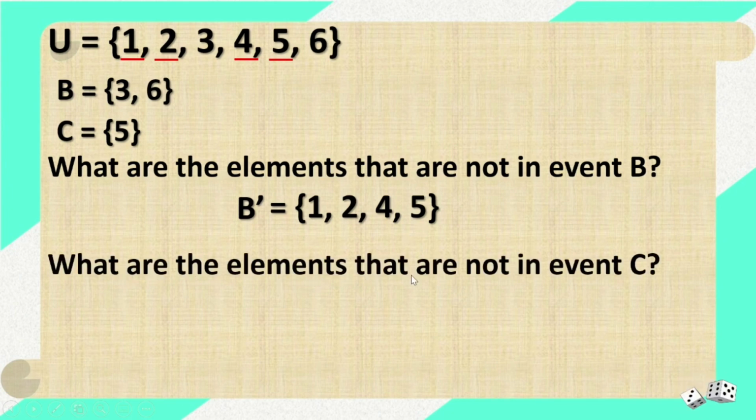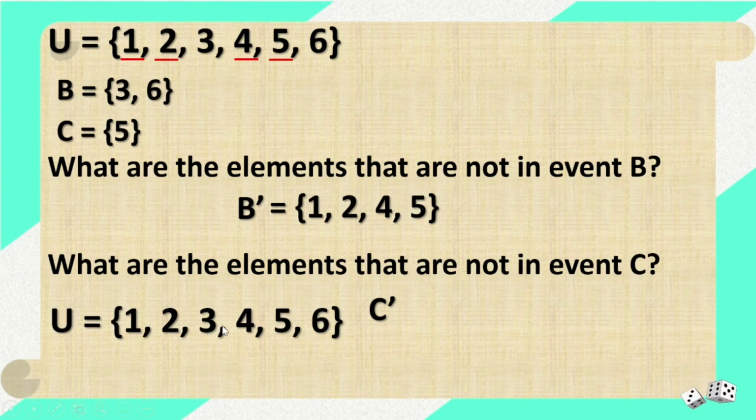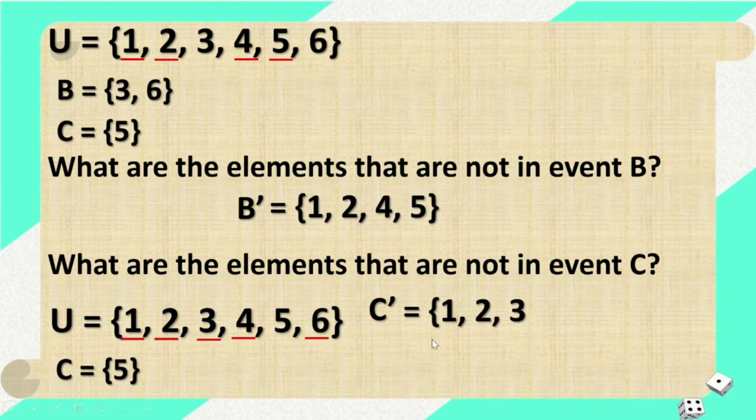What are the elements that are not in event C? The C complement or the complement of event C. Again, titingnan natin sa universal set kung ano yung elements na wala sa event C. So, ano mga yon? 1, 2, 3, 4, and 6. Therefore, the C complement are 1, 2, 3, 4, and 6.